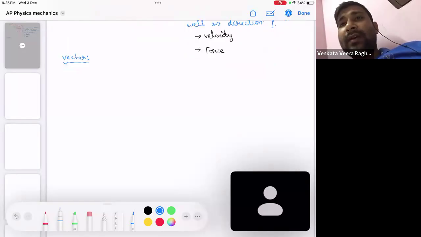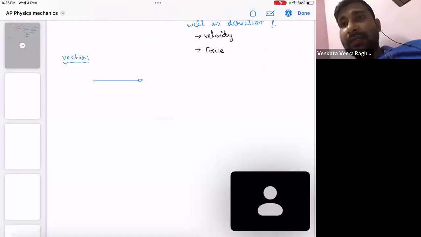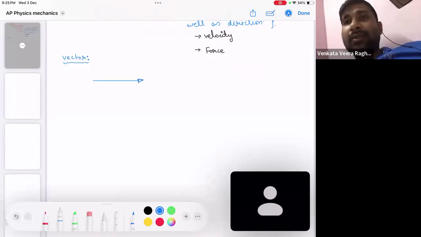Right now we have a vector. Vector means it will have the magnitude as well as direction, isn't it? So whenever we want to represent a vector, we generally represent it like this, right? So this arrow represents what? Can you tell me what does the arrow represent?